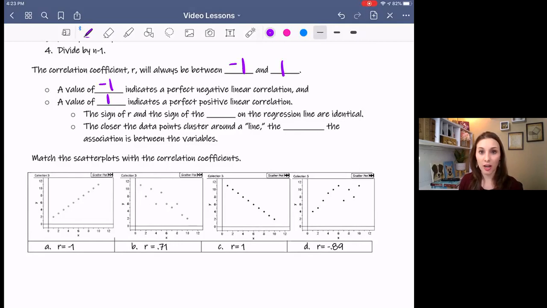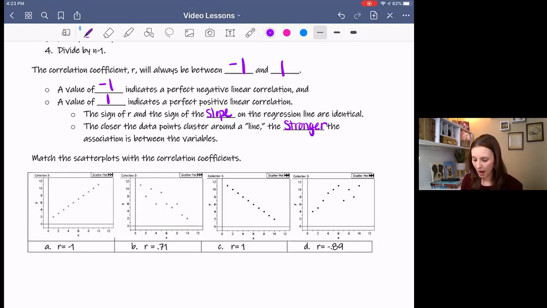The sign of r and the sign of the slope on the regression line should be the same. And the closer the data points cluster around the linear regression line, the stronger the association is between the variables. So the more linear, the tighter the line is between the line and the data points, the stronger the correlation coefficient will be.